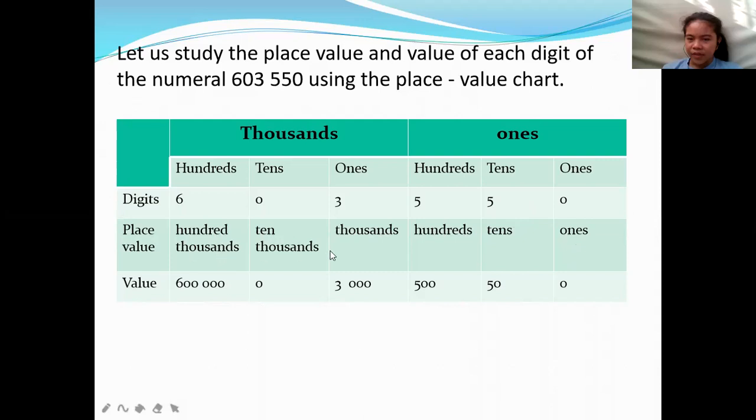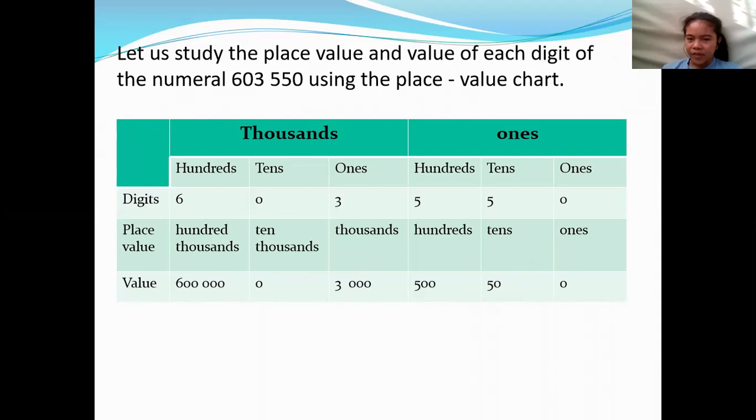Then, in our value, the value means the money. For our 0 in the ones place, since it is 0, the value is 0. The 5 in the tens place means 50. The 5 in the hundreds place, the value is 500. The 3 in the thousands place is 3,000. The 0 in the 10,000s place is 0. The 6 in the hundred thousands place is 600,000.